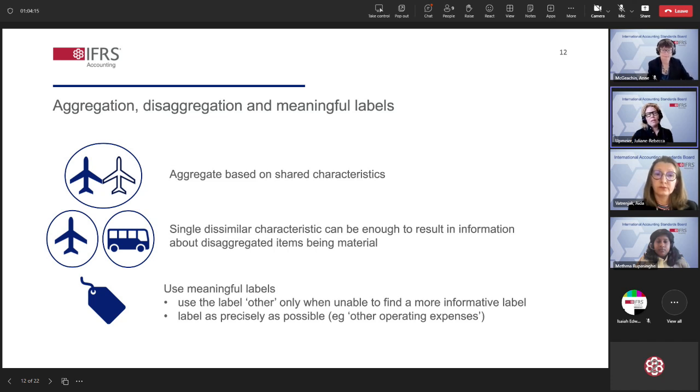So, including the frequency of the item of income or expenses, or whether it is recurring or non-recurring. Now, a single dissimilar characteristic can be enough in some cases to result in information about disaggregated items being material. Thank you so much, Juliana.